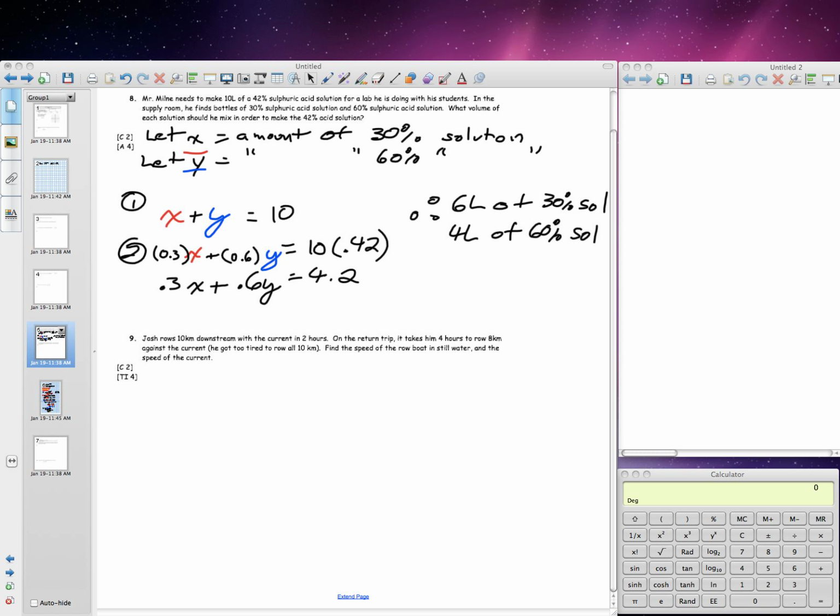Okay, question number 9. Question number 9 says, Josh rows 10 kilometers downstream with the current in 2 hours. On the return trip, it takes him 4 hours to row 8 kilometers against the current. He got tired and couldn't row all 10. Find the speed of the rowboat in still water and the speed of the current.